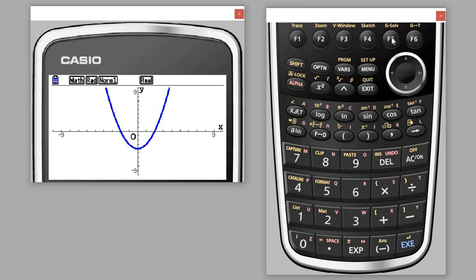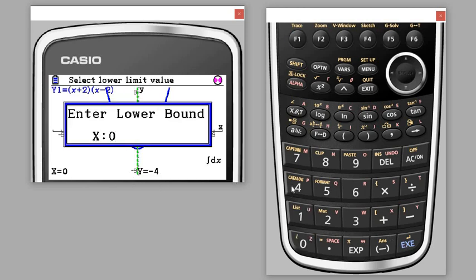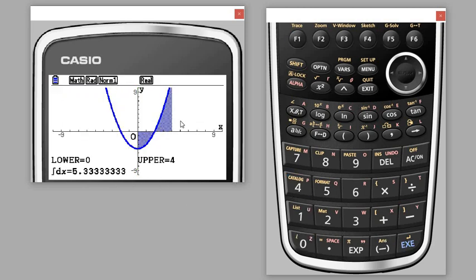To find the area under the curve, let's go between 0 and 4. So I'm going to go up to G-solve, go across, and go to integration. Now if I use the first function, that will only give me the definite integral. If I go between 0 and 4, it finds my area, but that is my definite integral, so it doesn't take into consideration the fact that this area is negative and this area is positive.